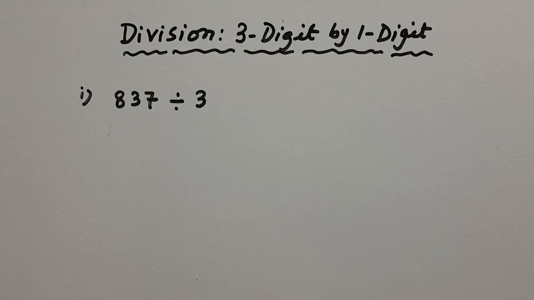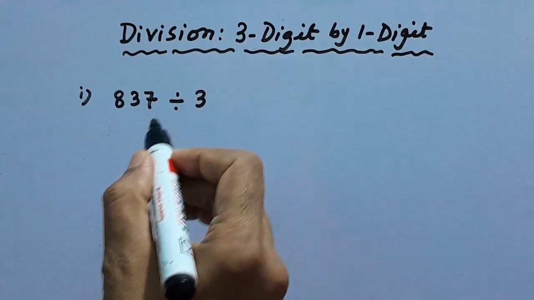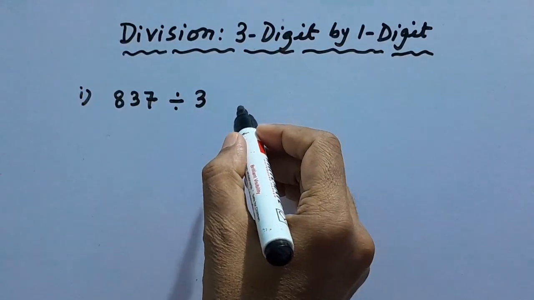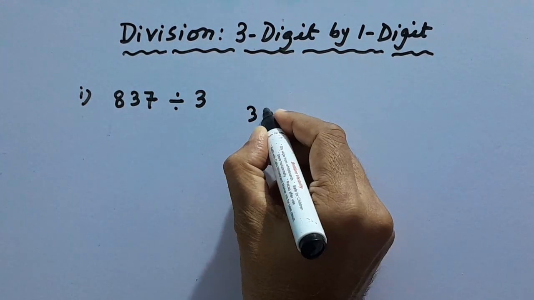Today we will discuss the division of a 3-digit number by a 1-digit number. Here we have taken two division problems and we will solve them one after another. So the first one is 837 divided by 3. In the long division process, let us start to divide it.